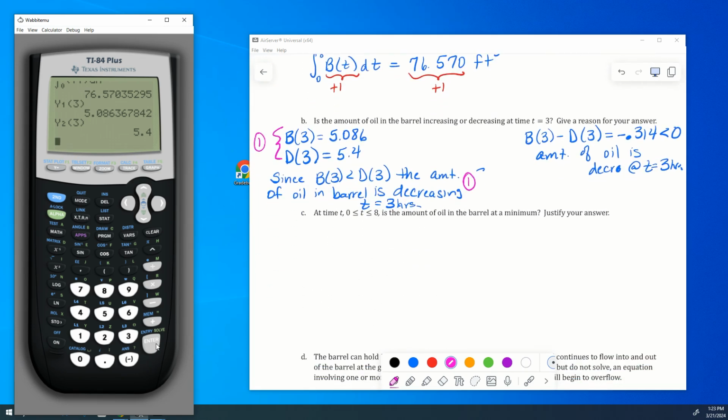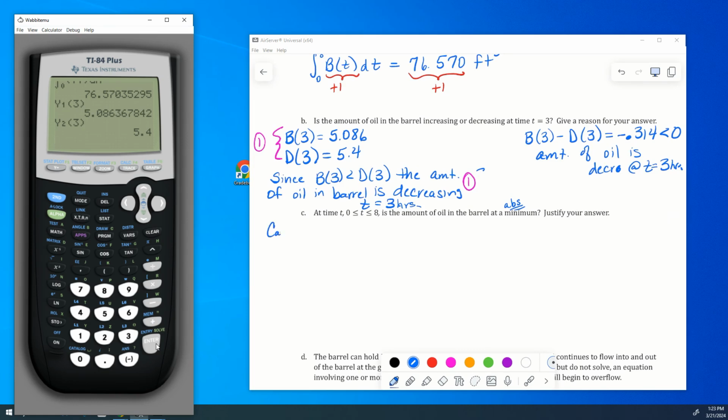Letter C. Oh, goodness gracious. There it is. At what time t, with t being 0 to 8, closed interval, is the amount of oil in the barrel at a minimum? Justify your answer. Here it is. I'd bet money that it will be on your AP test. Good old candidates test. It doesn't say absolute, but remember, if it doesn't say absolute, it's understood. If it is relative, it will say that. And you have a closed interval. So let's think. It said minimum.